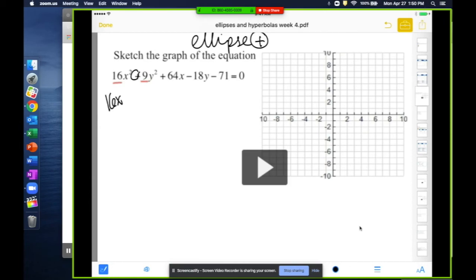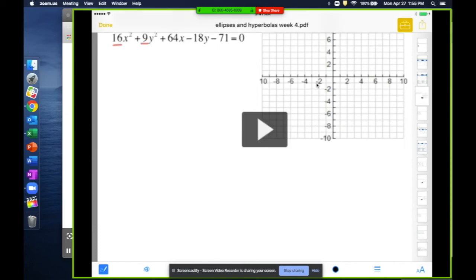The first thing we want to do is always separate your x's and your y's, so I get 16x squared plus 64x plus 9y squared minus 18y equals 71, because I'm going to add that 71 to the right-hand side. Now I want to complete the square for both of those, just like we did in the circles. Whenever your coefficient on the x squared isn't 1, you want to go ahead and divide that out.